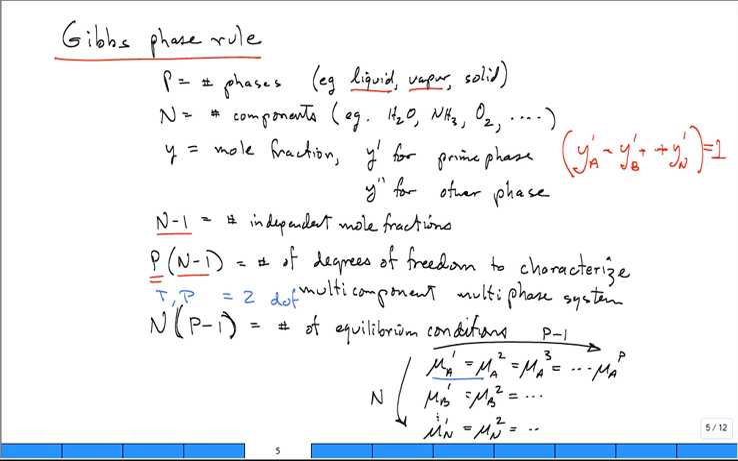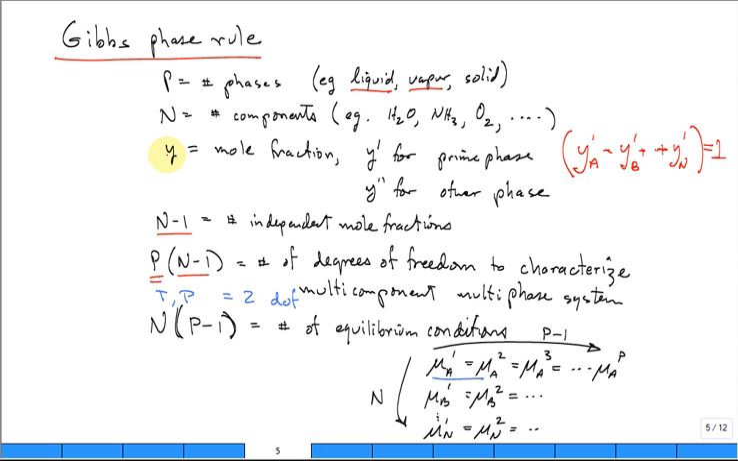So now what would be N? N would be the number of components. If it was pure water, N would be 1. If it was water and ammonia, N would be 2. Water, ammonia, oxygen, N would be 3. So you see how you have P and N.